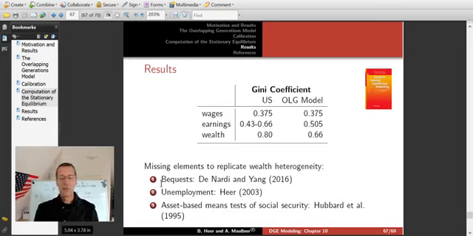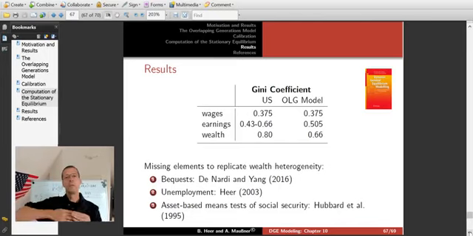We may introduce unemployment. During times of unemployment, people run down their wealth, and this may increase inequality in the wealth distribution. When we look at social security, we often find asset-based means tests, so that prevents people from building up higher wealth, because if their wealth is above a certain threshold level, then they will not receive social security.